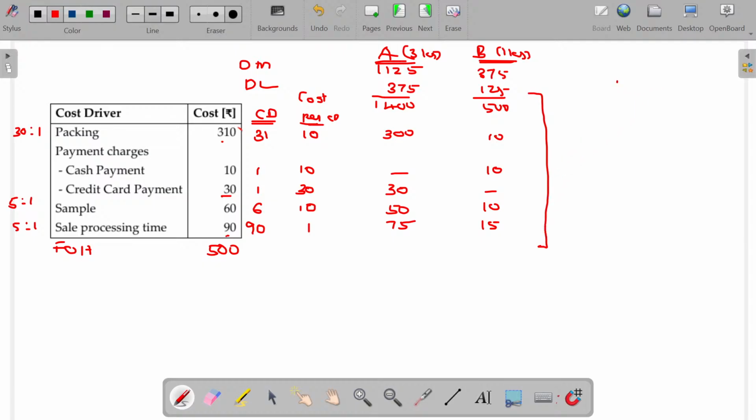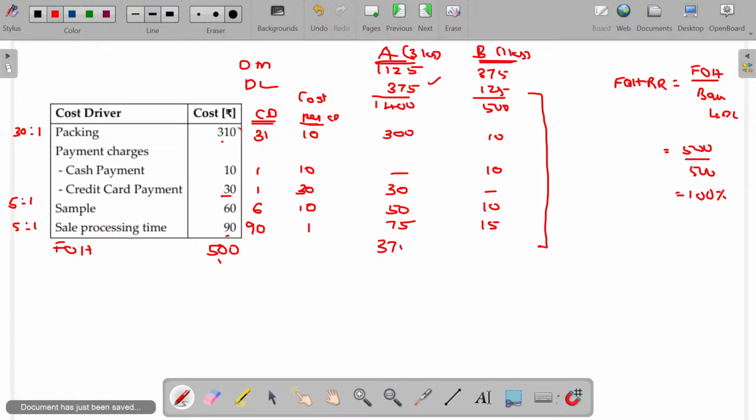Overall factory overhead recovery rate. This will be called factory overhead recovery rate, which is nothing but factory overhead divided by base. What is the base here? Direct labor cost is the base. Factory overhead is 500 rupees. Unallocated factory overhead being 500. So 500 divided by direct labor cost being 500 rupees, so 100%. 100% of direct labor cost will be identified. So here 375 into 100%, 375. In this case, 125 into 100%, 125.